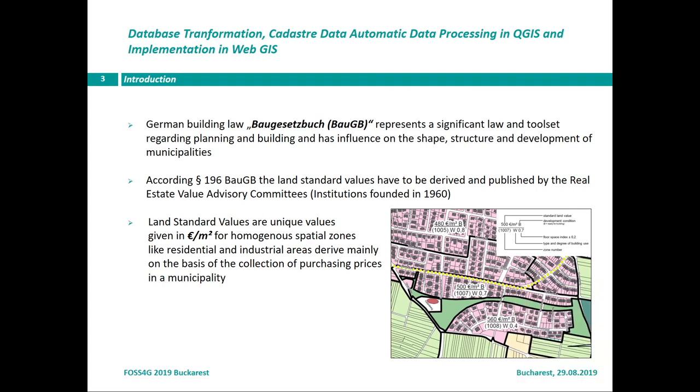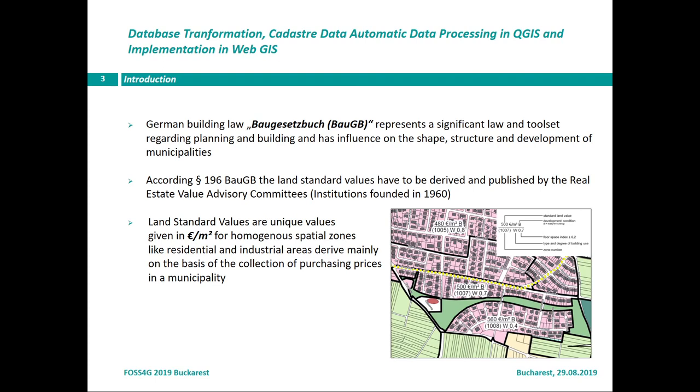As you know, the company is located in Germany, so we are following German rules and German law. German building law represents a significant law and toolset regarding planning and building, and has influence on the shape, structure, and development of the municipalities. According to rule 196, the land standard values have to be derived and published by the real estate value advisory committees. The land standard values are values given in euro per square meter for a homogeneous special zone, like residential, industrial, and a combination of residential and industrial area, and are derived mainly on the basis of the collection of purchasing prices in the municipality.